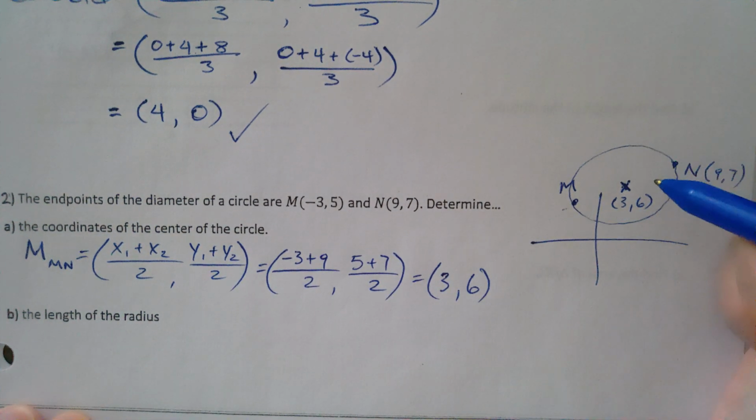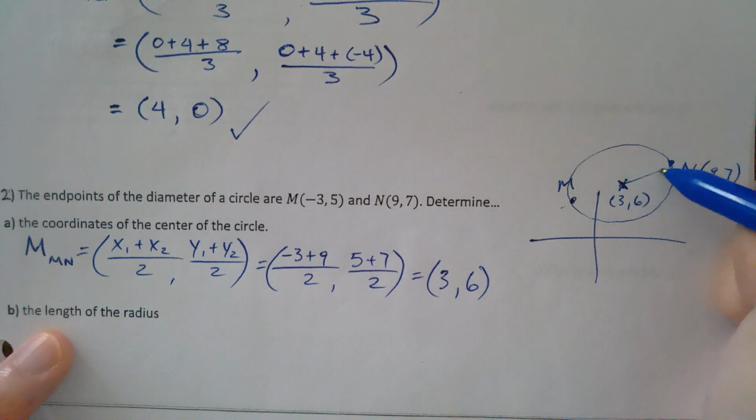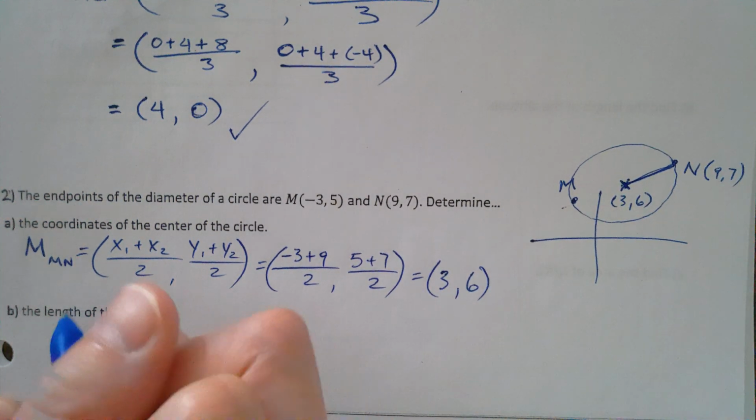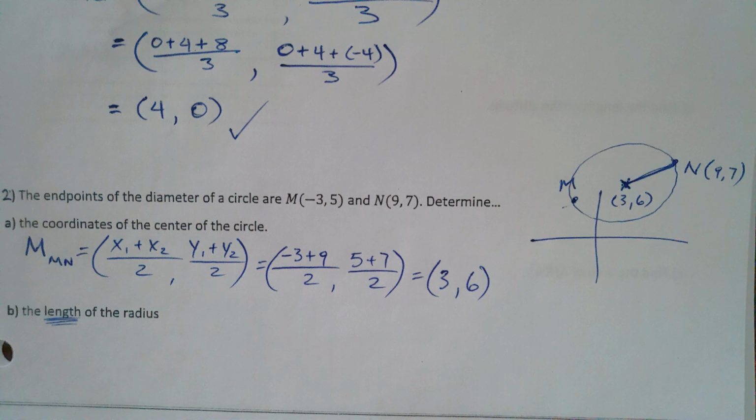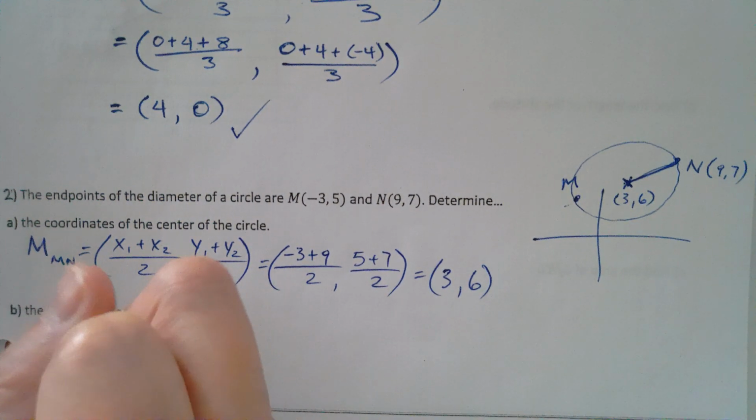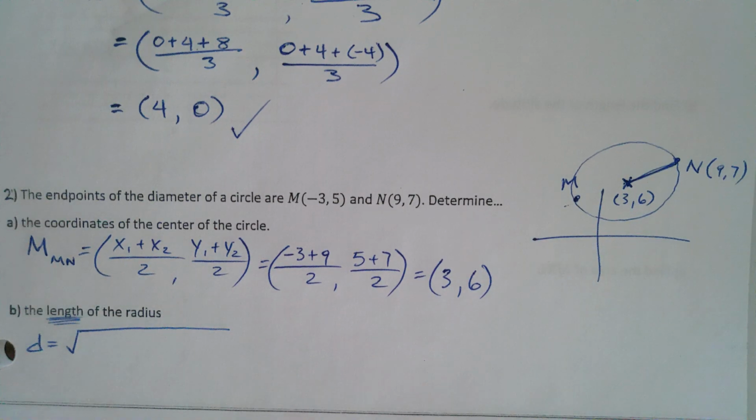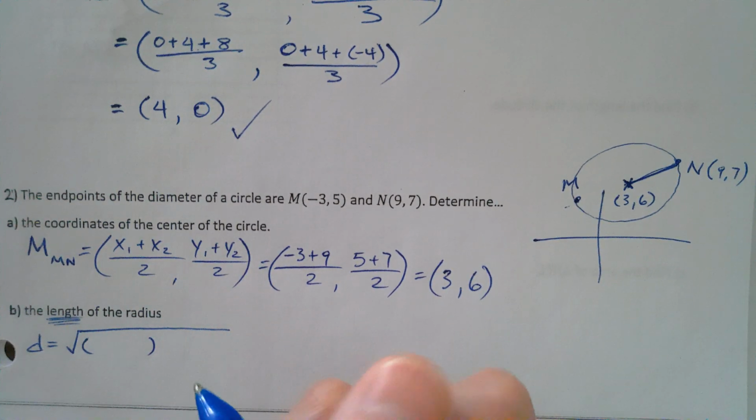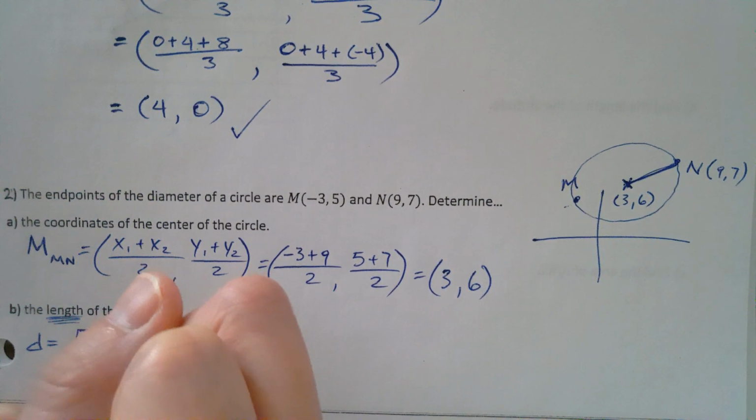Okay, so find the length of the radius. So what should I do now? How do I find the length of the radius? Use the distance formula. Whenever you see the word length, you know you're using the distance formula. Do you guys remember the distance formula? Yeah, but what is it?